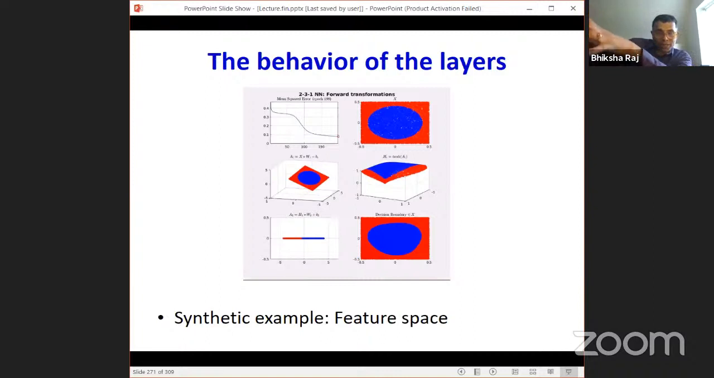Now, what happens? What does the non-linearity do? The non-linearity sort of stretches the space. Because it's a tanh, the tanh is going to pull some components up and push some components down. As a result, this tanh is going to pull the center of the circle up and push the boundaries of the circle down. That can only be done by a non-linearity.